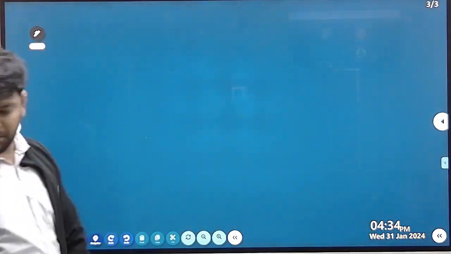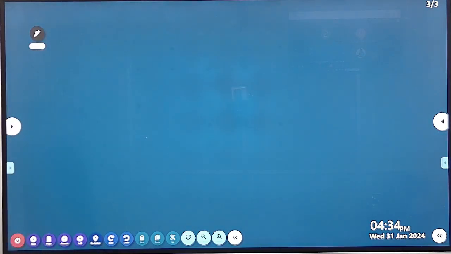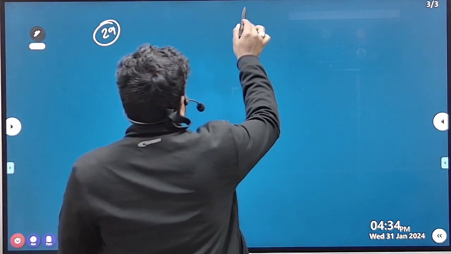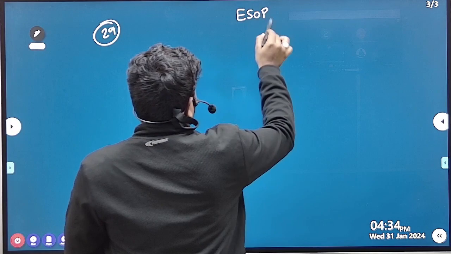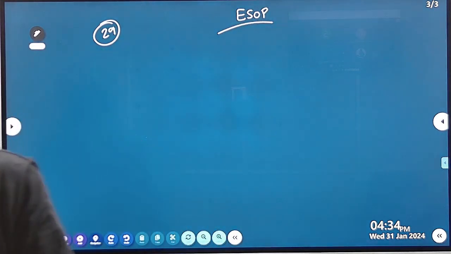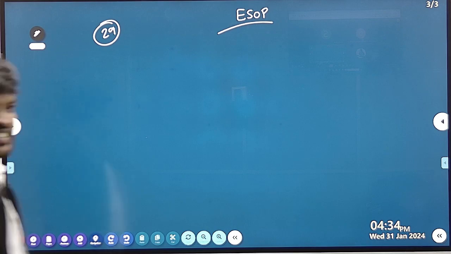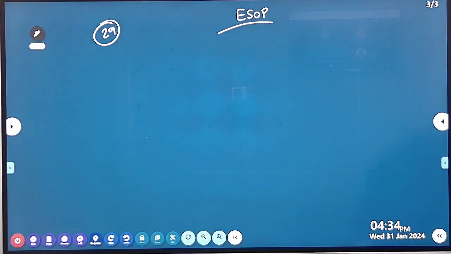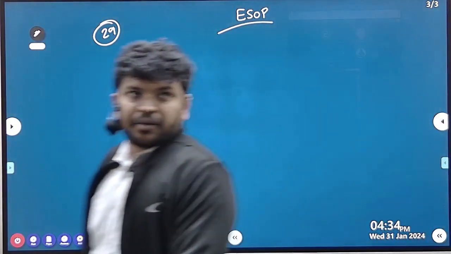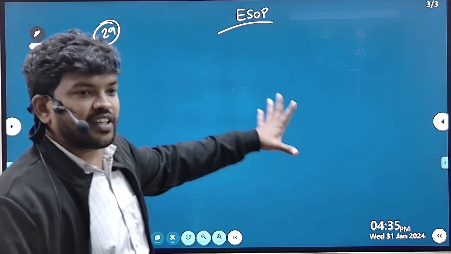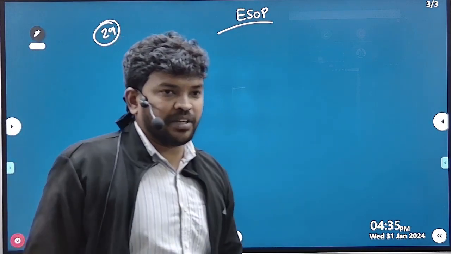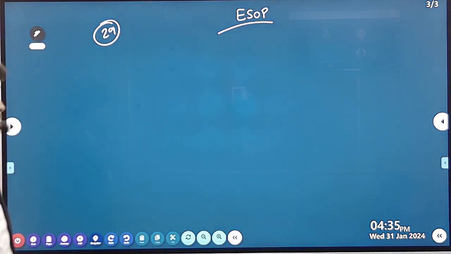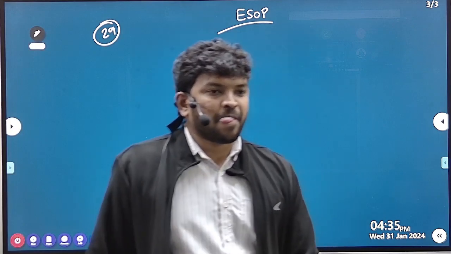Next, come to sum number 29. ESOP. Please pay attention. This sum is a little logical sum. Okay? Please pay attention. I'll explain the concept first. What is this ESOP?